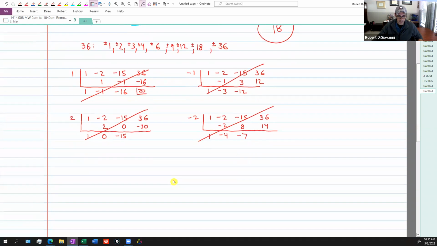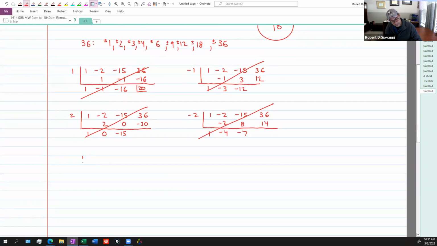Oh my goodness. 3. 1, 3, 1, 3, -12. Ah, I got it. -36. There we go. 0. 3 works.